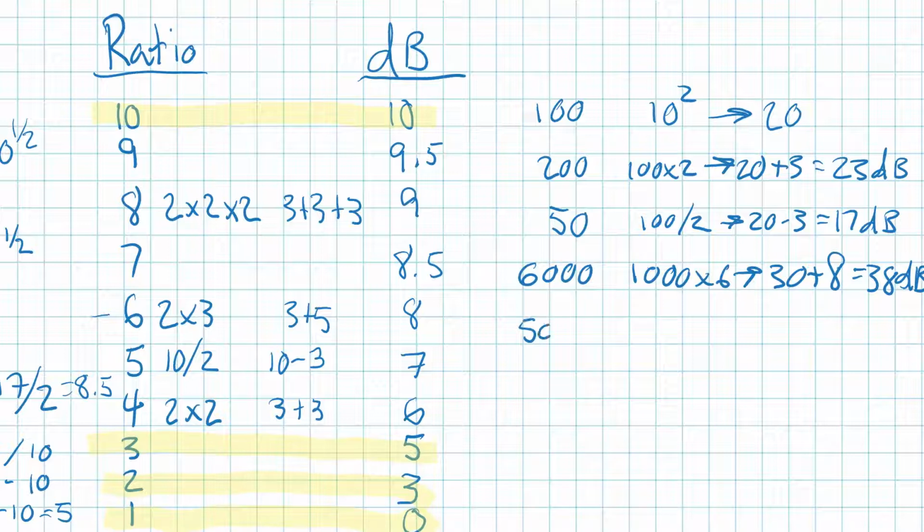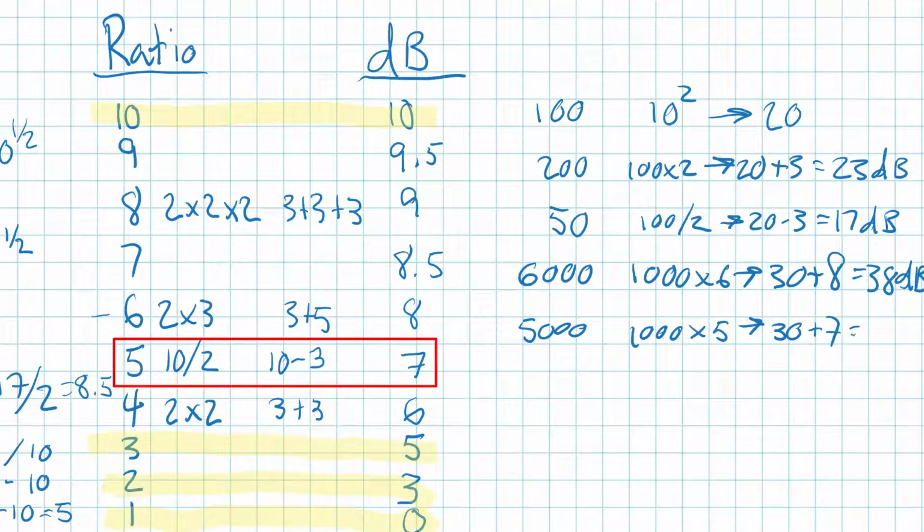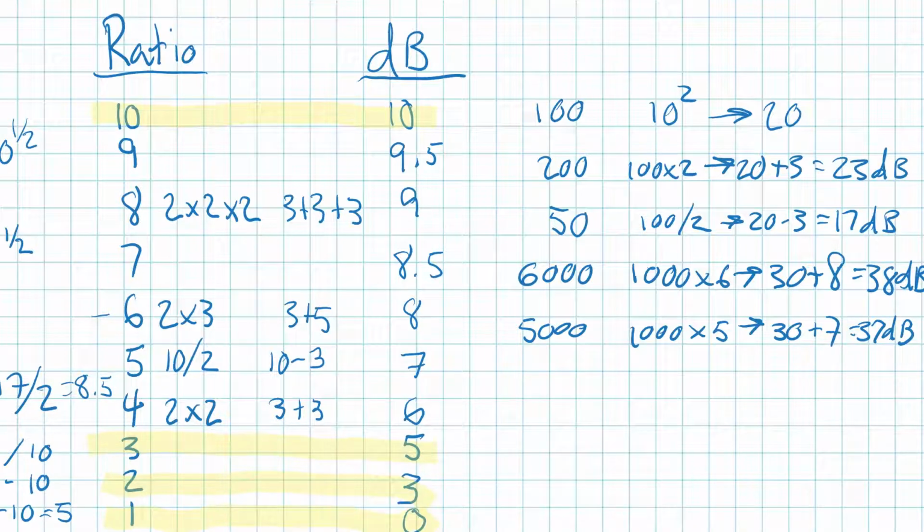Similarly, 5,000, you can look at that as 1,000 times 5, which gets you 30 for the 1,000, and 7, the factor of 7 for the 5, or 37 dB. Or you can think of it as 10,000 divided by 2.